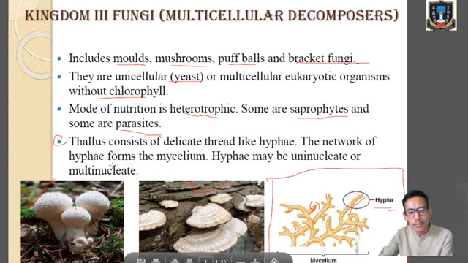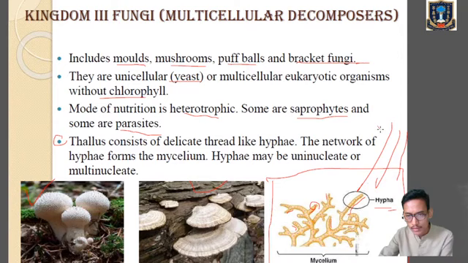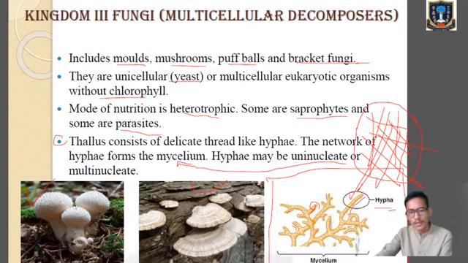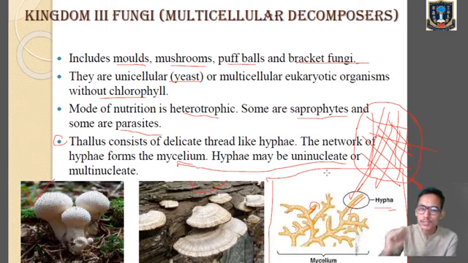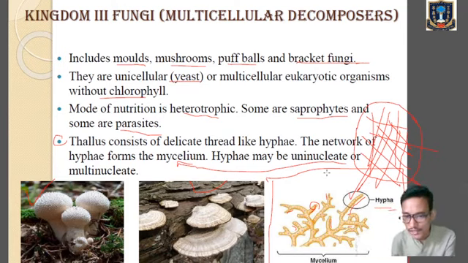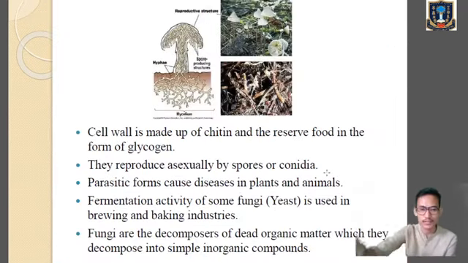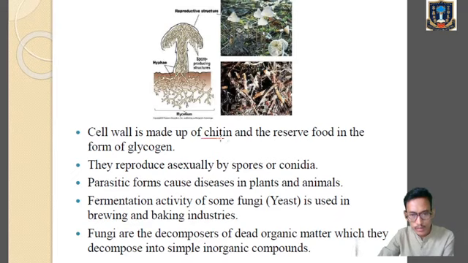Then the network of hyphae forms the mycelium. So if we see the structure like this, you can see over here the network of hyphae. This structure of hyphae is called mycelium. And hyphae may be uninucleate. Uni means one, nucleate means nucleus, or multinucleate. Multi means more than one, and nucleate means nucleus. Clear? Okay. Next character.